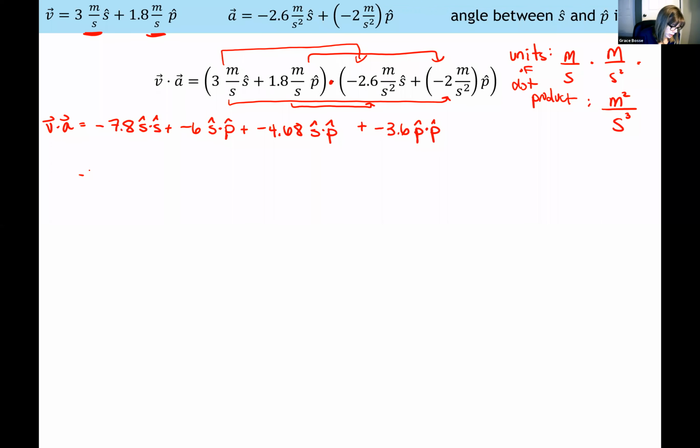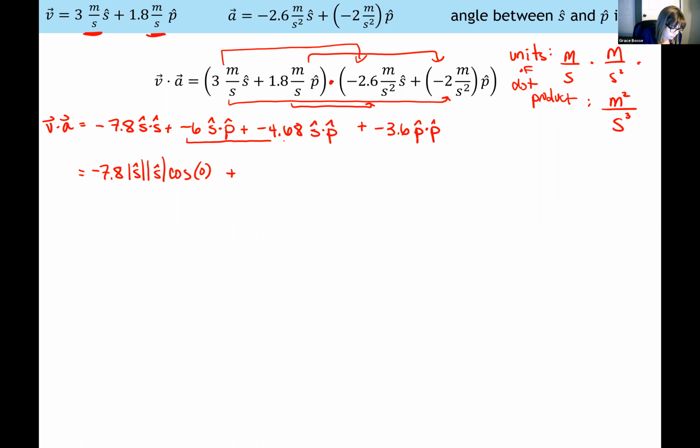All right, let's plug in our definition of the dot product. It'll be negative 7.8, norm of the first vector, so norm of unit vector s hat, times norm of unit vector s hat, times the cosine of the angle between those two vectors. The vector with itself, so that must be the angle of 0.